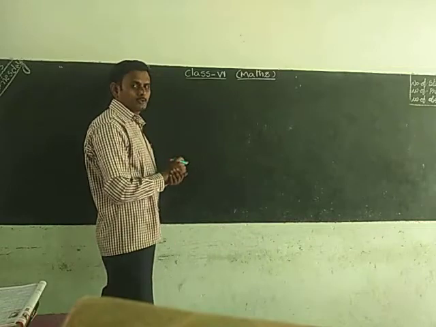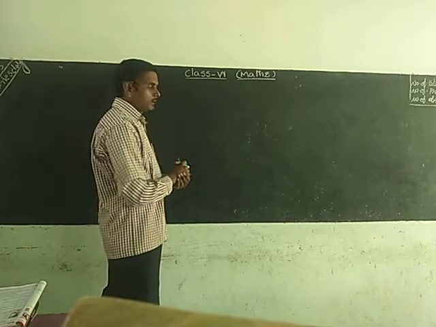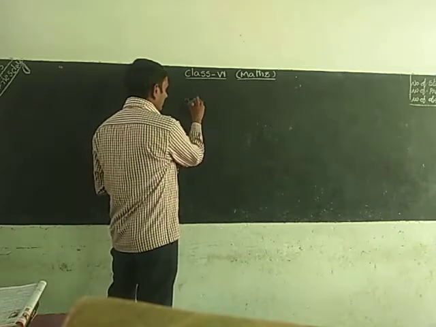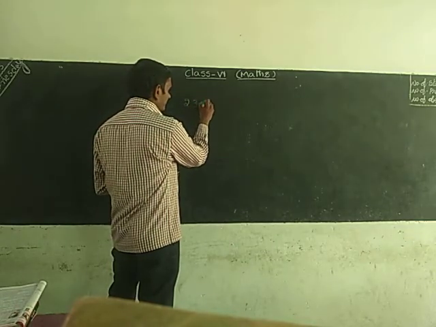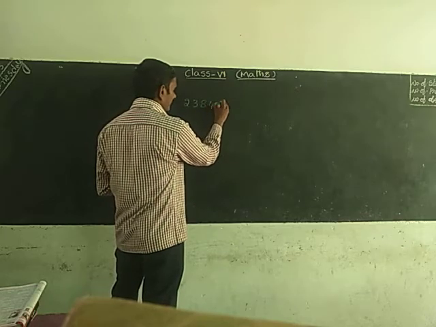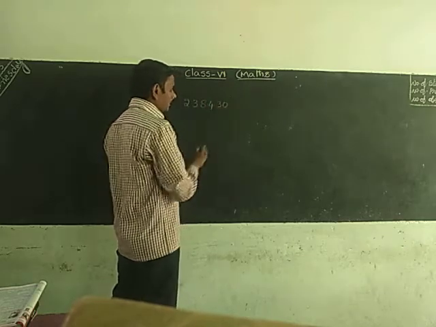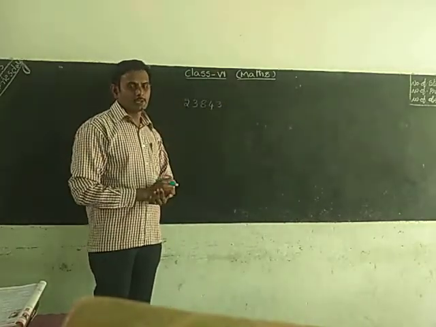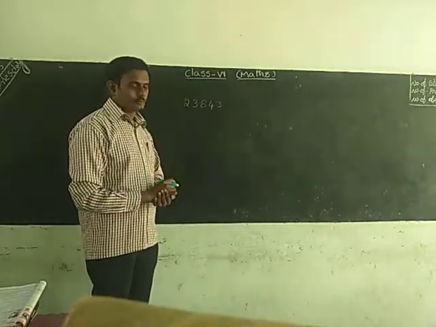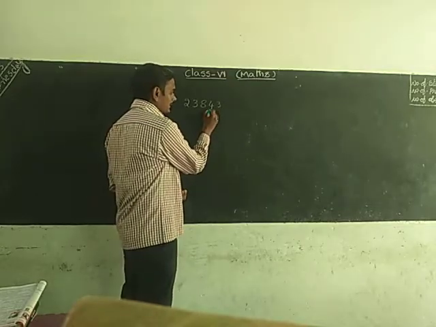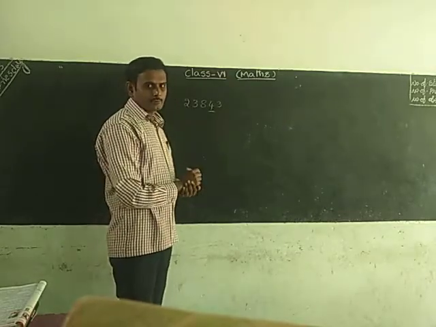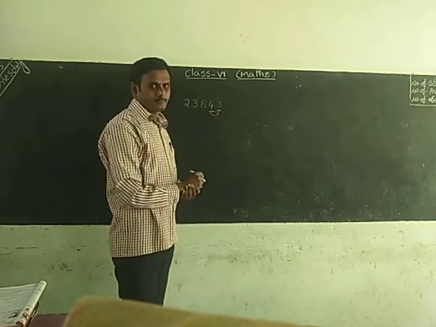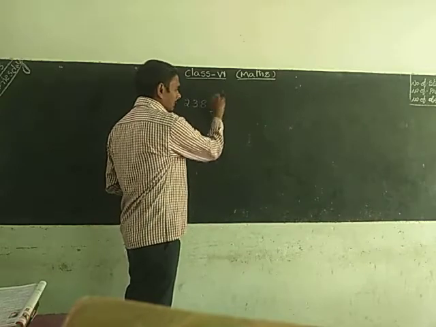Okay, see here. Whenever you want to find the rounded number, we have to follow a concept. Whenever a number is given to you, like this number, I want to find the nearest tens. Nearest tens means first you have to underline the tens place. Then the number on the right side of the tens place, you have to circle.